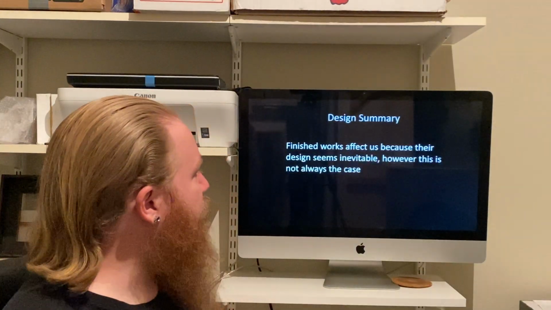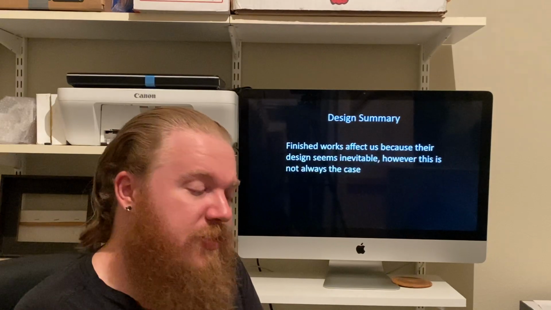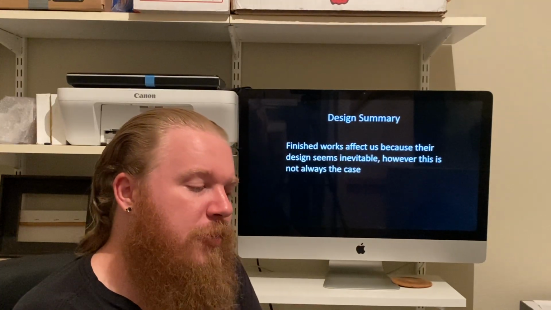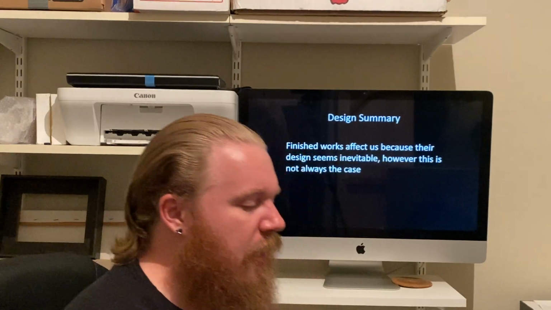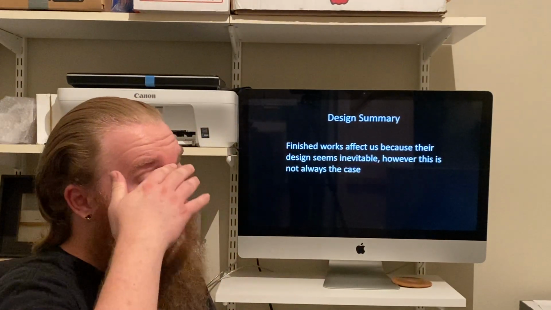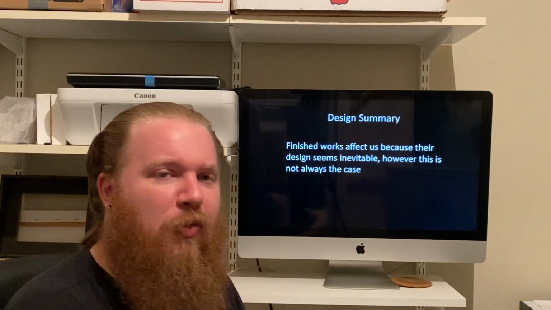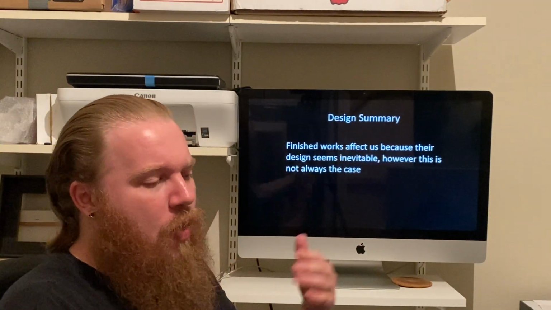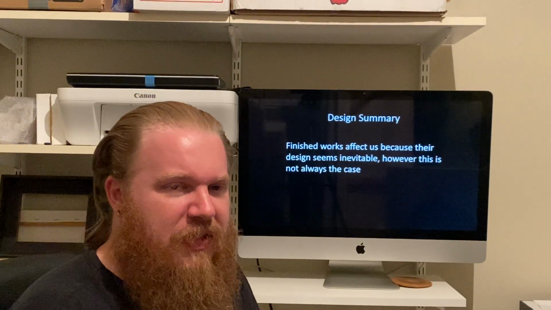Now, just to end us off real quick, design summary. Finished works affect us because their design seems inevitable. However, this is not always the case. So I think a lot of people tend to think of an artist like Michelangelo just goes and starts chiseling away at marble and he comes out with this masterpiece. Or Caravaggio just sits down and starts painting. But that's not really the case.